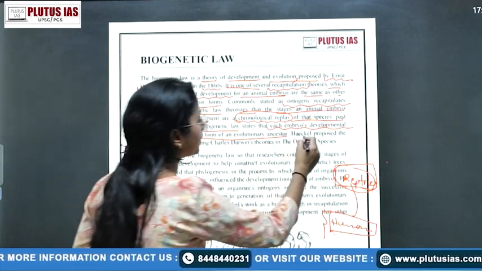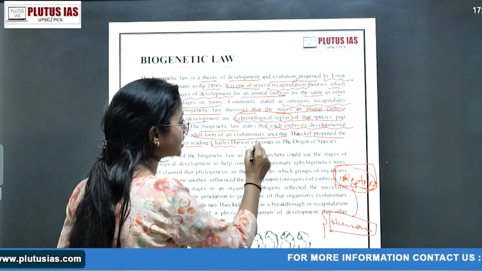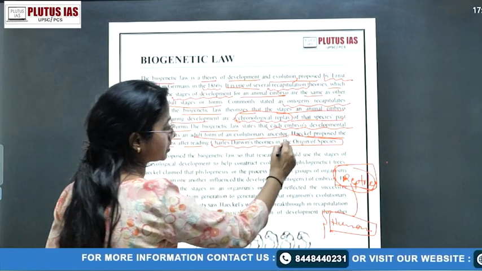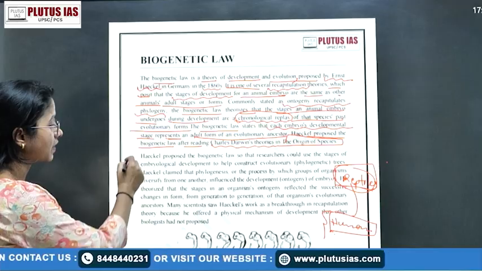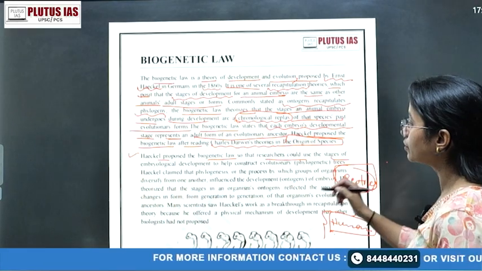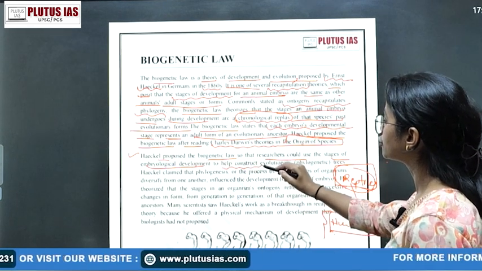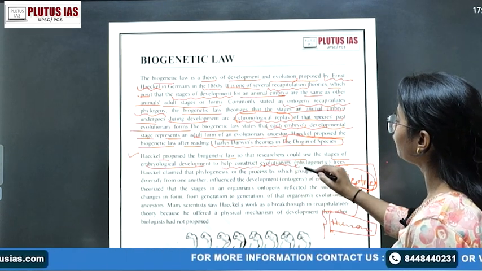Then Haeckel proposed the biogenetic law after reading Charles Darwin's theories in The Origin of Species. Haeckel proposed the biogenetic law so that researchers could use the stages of embryological development to help construct evolutionary trees, that is, phylogenetics.